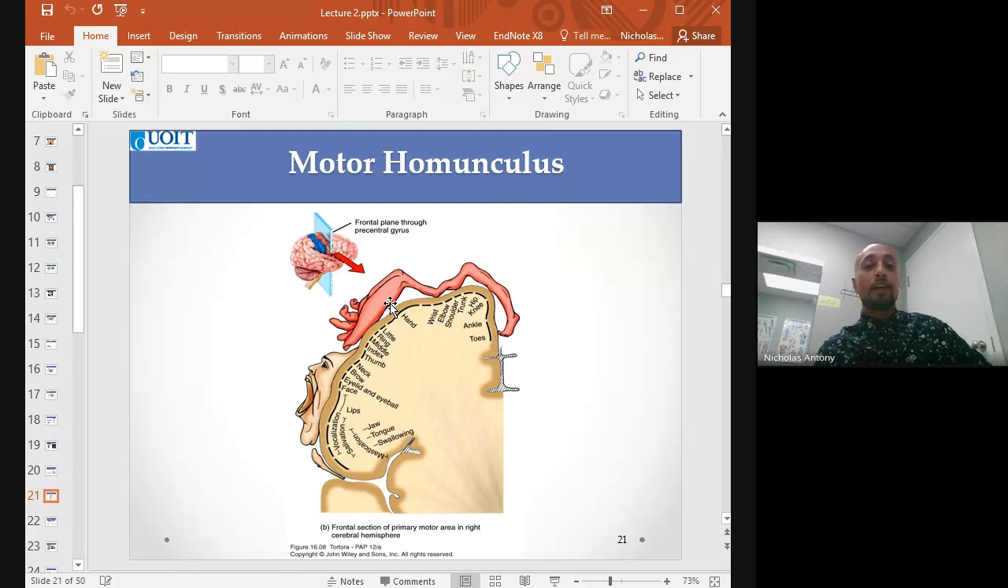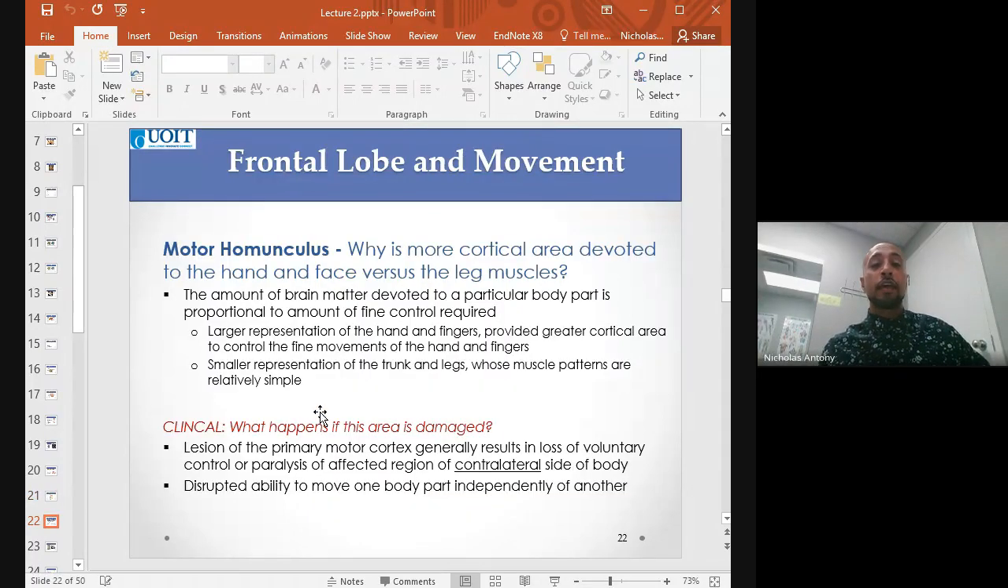Perfect. Okay, the hand and the face, we have an answer from Lauren. The hand and the face are the largest, and that's exactly true. We have a larger representation in the primary motor cortex for the hand and the face.